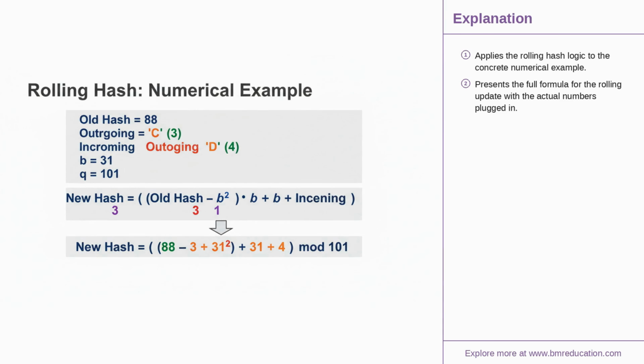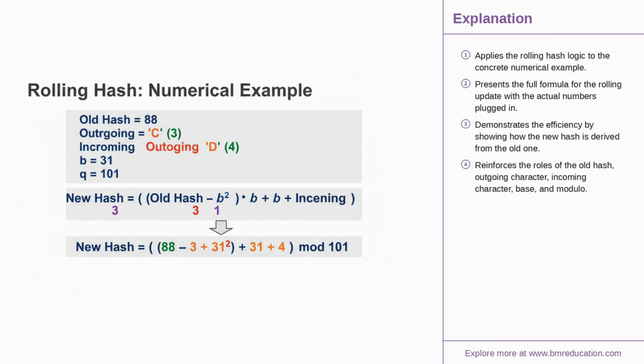Let's apply this to our numerical example. The old hash for CAB was 88. The outgoing character is C, value 3, and the incoming character is D, value 4. The formula is old hash minus old char value times b to the m minus 1, times b, plus new char value, mod q. This gives us 88 minus 3 times 31 squared, times 31, plus 4, mod 101. This single calculation gives us the hash for ABD without rescanning its characters.